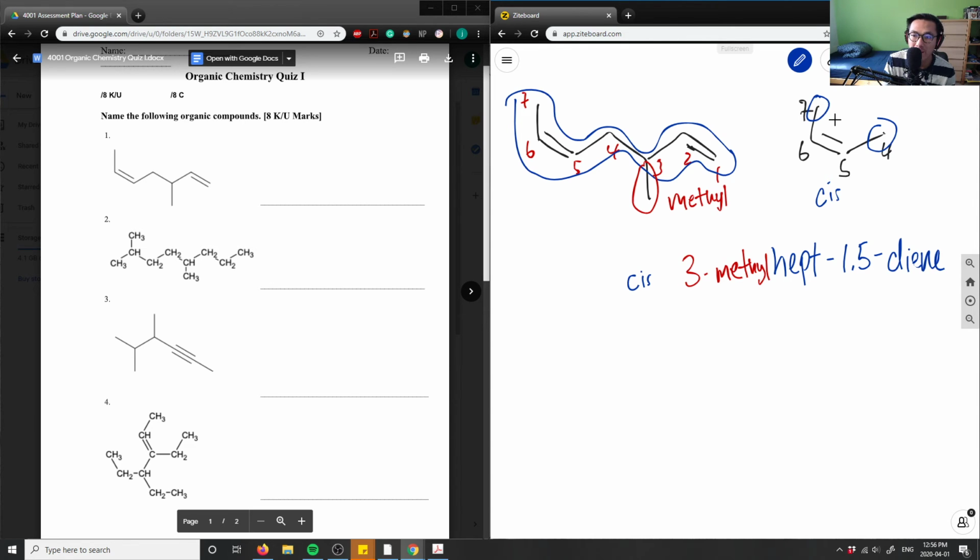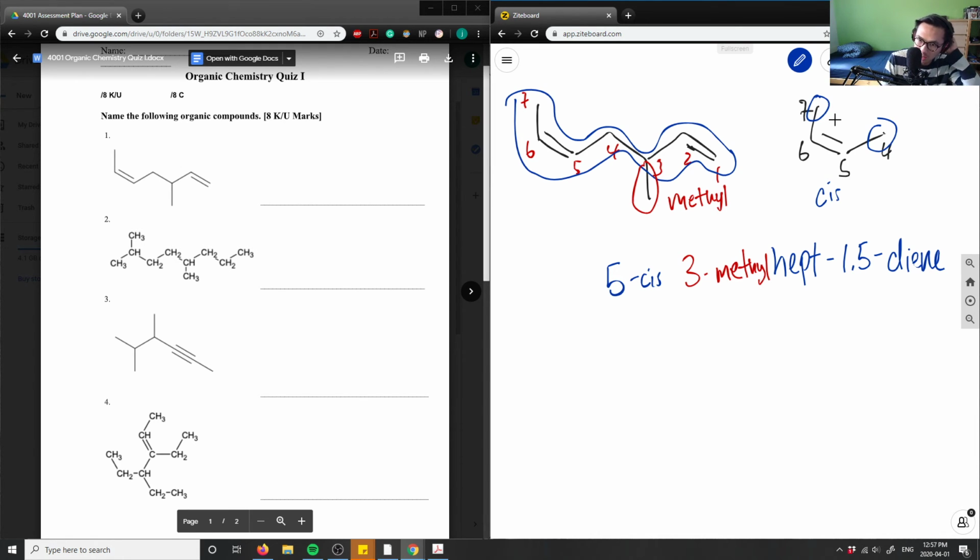3 methyl hept 1,5-diene. A lot of people would write, to even clarify this even more, because this cis can be either the first double bond or the 5th double bond, what we could write is 5 cis or something like that. So 5 and then cis 3 methyl hept 1,5-diene.